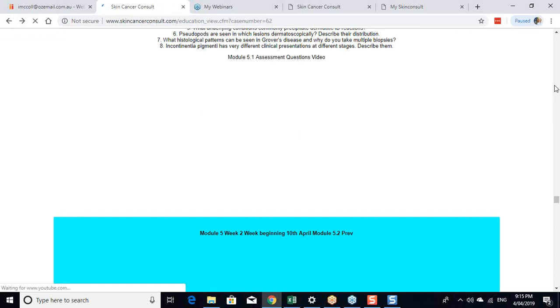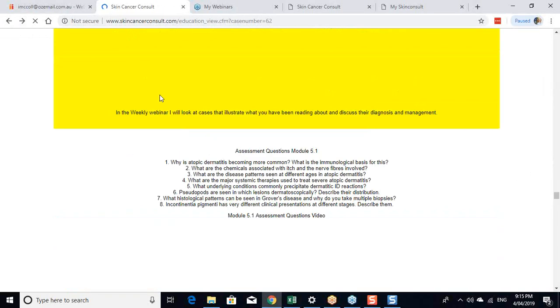Any quick question on pseudopods? As I say, they're a useful thing to recognize, and they're something that should certainly get you thinking whenever you see pseudopods. Okay, let's just back up here.